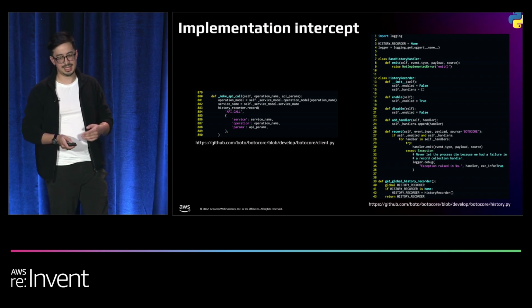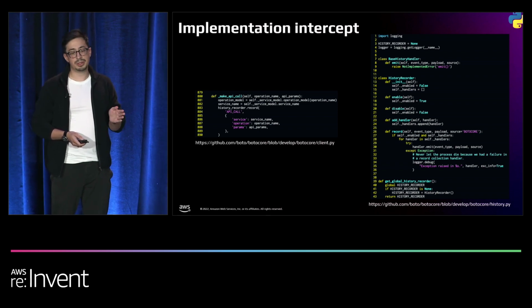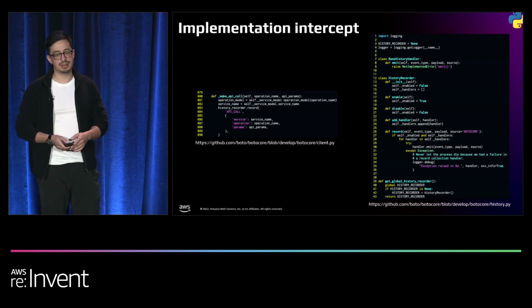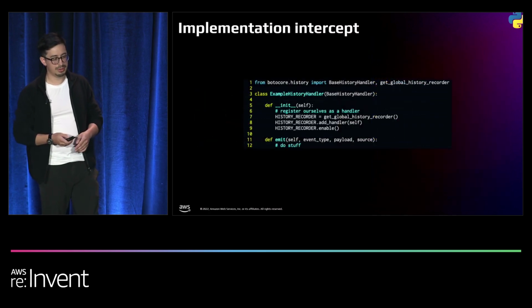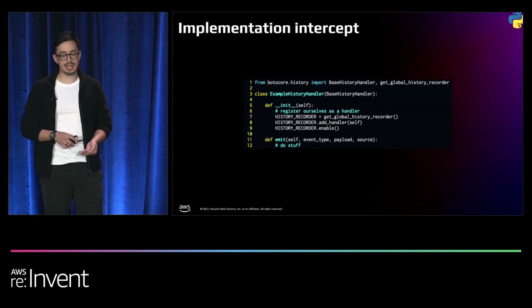So once again, this is the exact sort of payload that you would be interested in if you wanted to track every single API call being made. So again, we'll walk through a kind of bare bones example. This is actually all you need. This code will get you in line with every single API call.